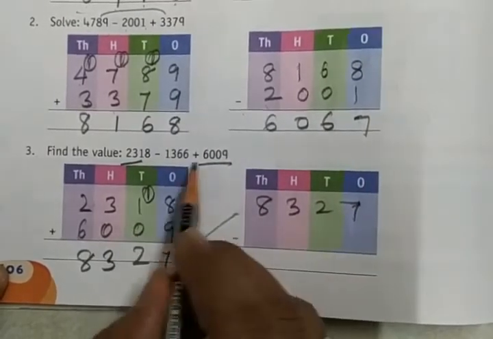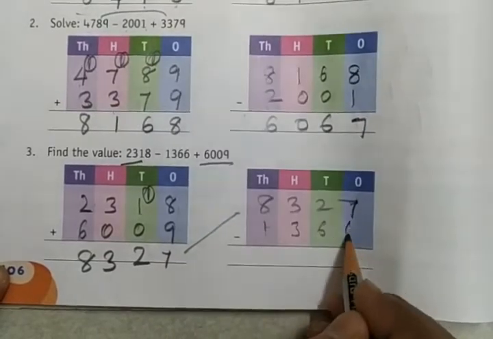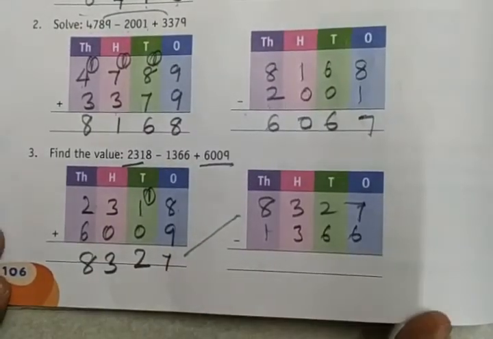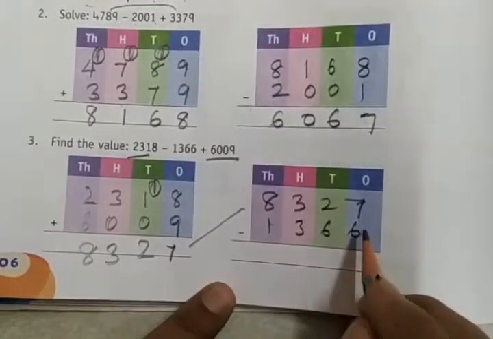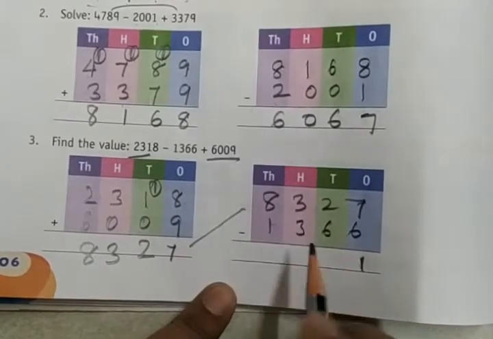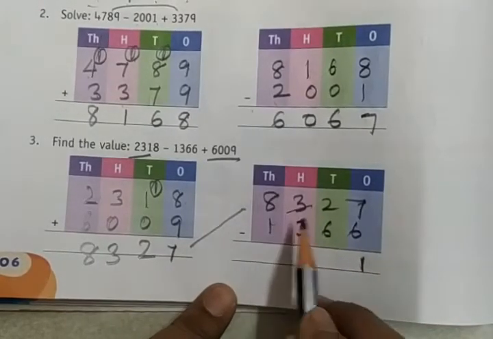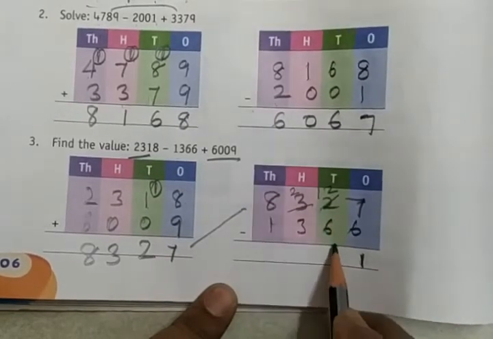Then the subtract 1366. So first we have to do the addition first, then subtraction. That is a rule. 7 minus 6 is 1. 2 minus 6 is not possible. For that you have to borrow. This will become 2 and this will become 12. 12 minus 6 is 6.